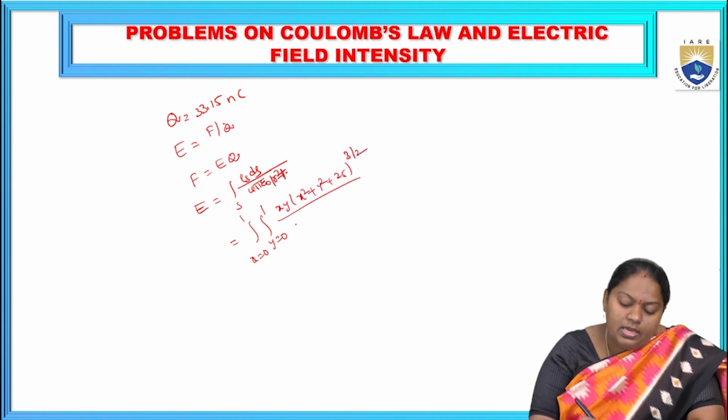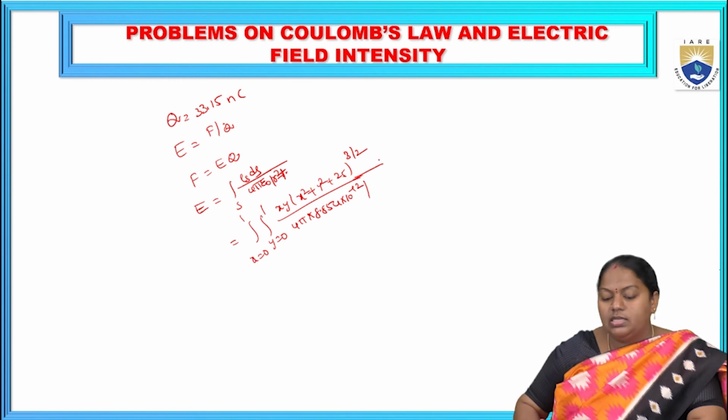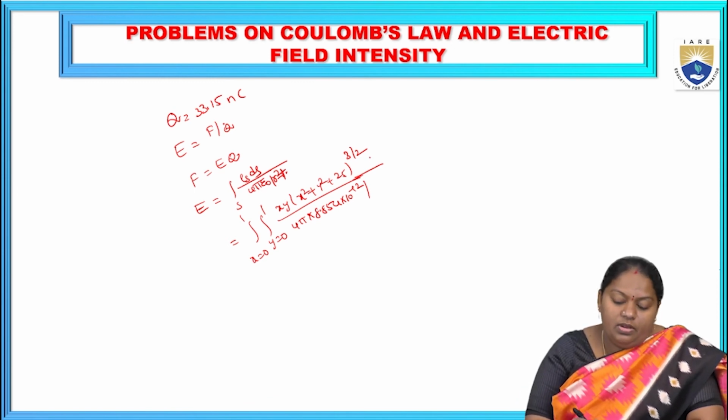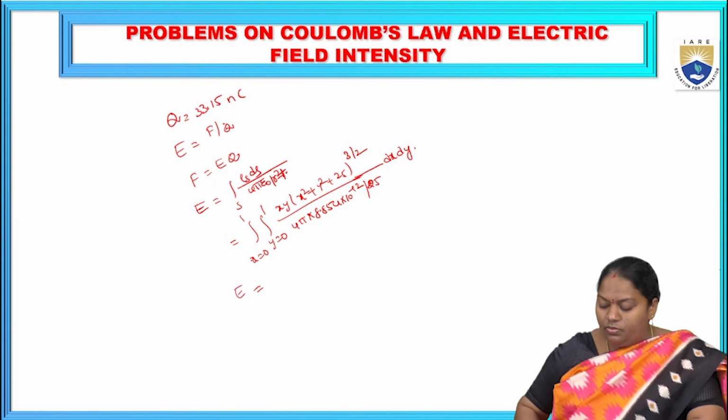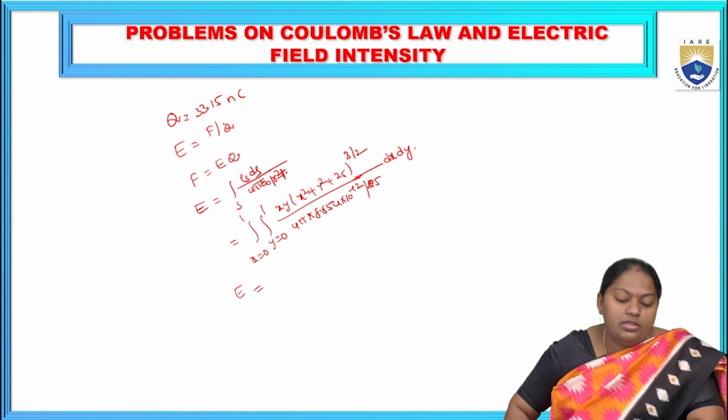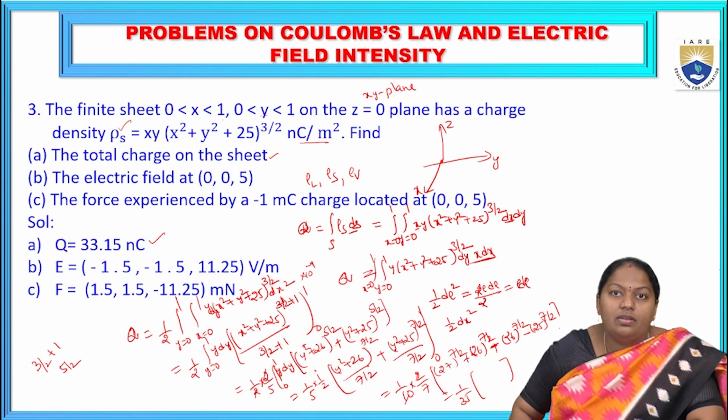If you substitute rho s as xy into x square plus y square plus 25 whole power 3 by 2, by 4 pi epsilon naught, that is 8.854 into 10 power minus 12 into r square. R square value is given as, that is x comma 0 comma 0 comma 5, r square value becomes 25, right? So we simplify that one, and the formula for ds is given by again dx into dy. So if you simplify whatever we have considered in the previous case, in the same way you evaluate the same thing.